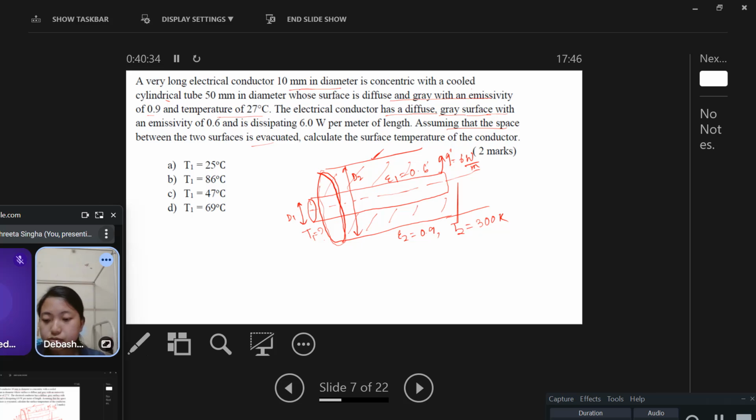Now it's the same. This also has three resistances. You can say Q is equal to Q12 is equal to sigma A1 T1 to the power 4 minus T2 to the power 4 divided by 1 minus epsilon.